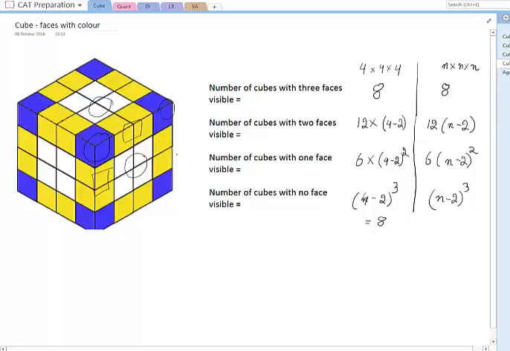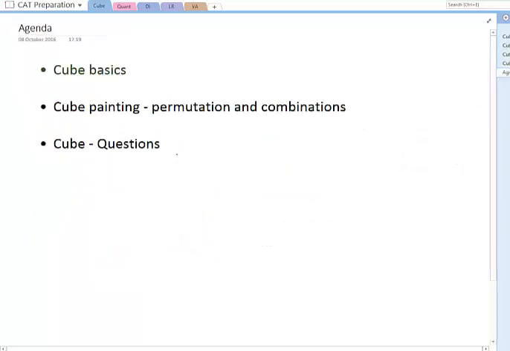In the next class, we'll do some permutation and combination related questions for coloring cubes. And then in the third class, we'll take some questions which will also use some concepts we have taught today. See you on the other side.